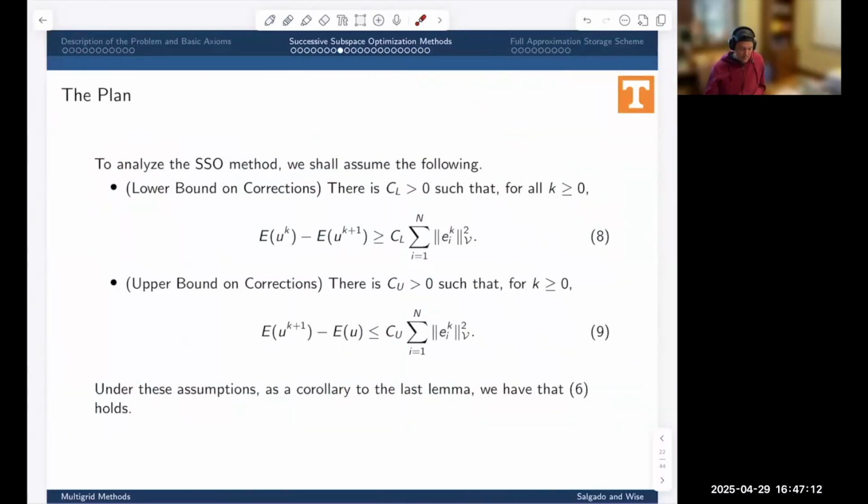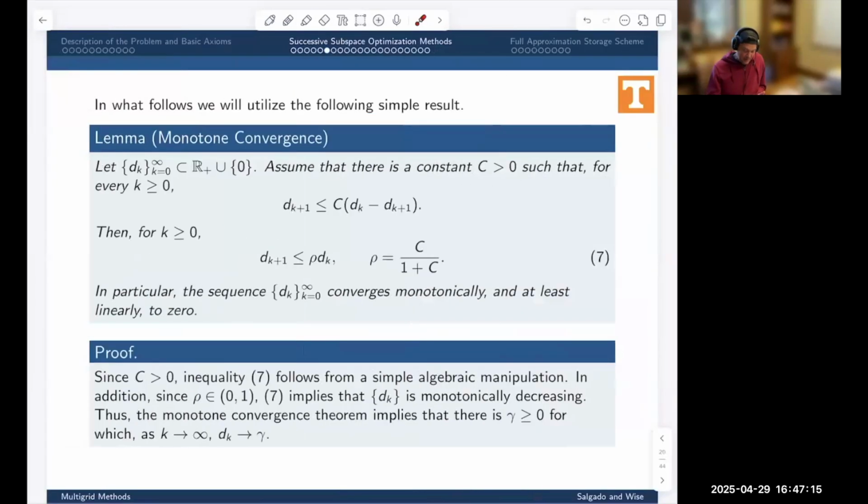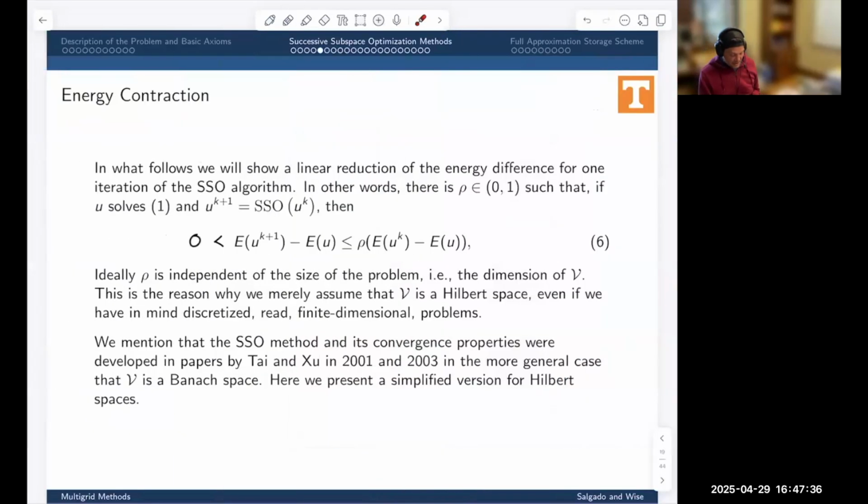All right, now we have that little lemma. Put that in your pocket for just a moment. If I know this, then I immediately know 7. Plus, I know that this 7 implies that I have monotonic linear convergence to 0 for that sequence. So I'm going to try to show that d_{k+1} is less than rho times d_k.